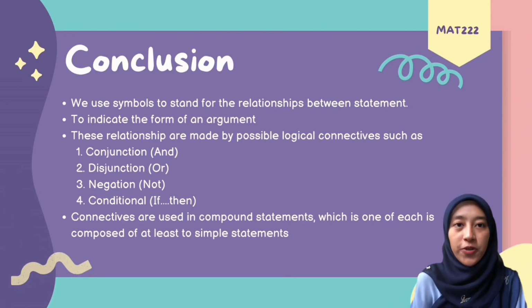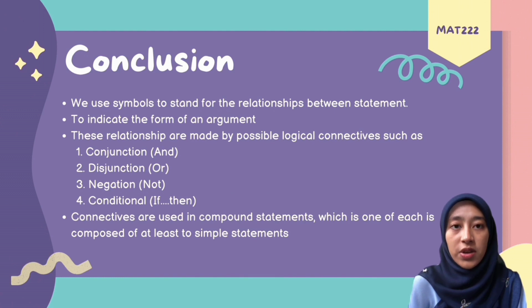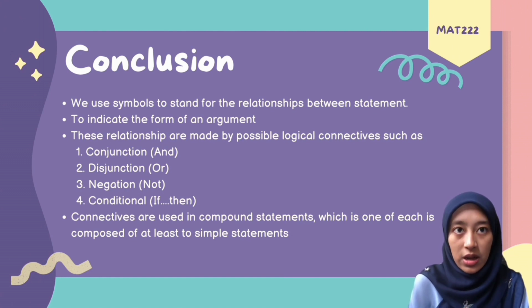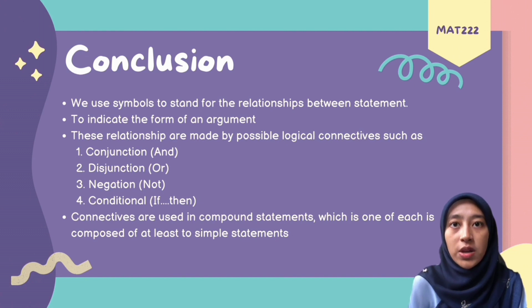The conclusion of this topic. So, we use symbols to stand for the relationship between statements in order to indicate the form of an argument. These relationships are made by possible logical connectives such as conjunction and disjunction or negation, not, conditional, if, then. Connectives are used in compound statements, each of which is composed of at least two simple statements.